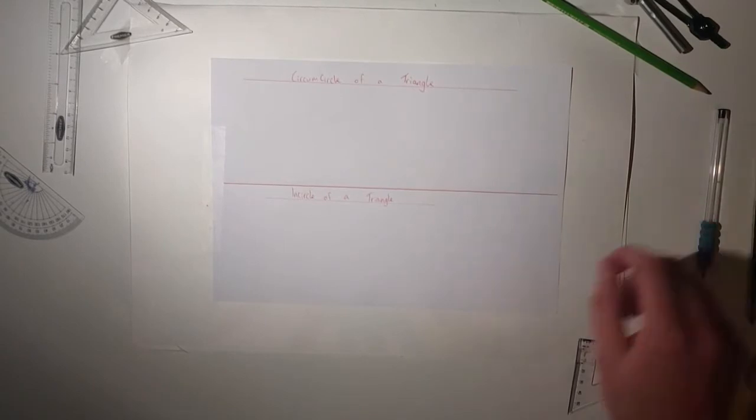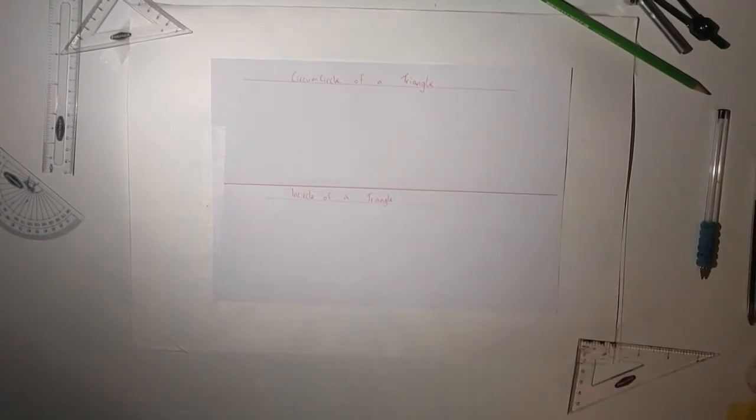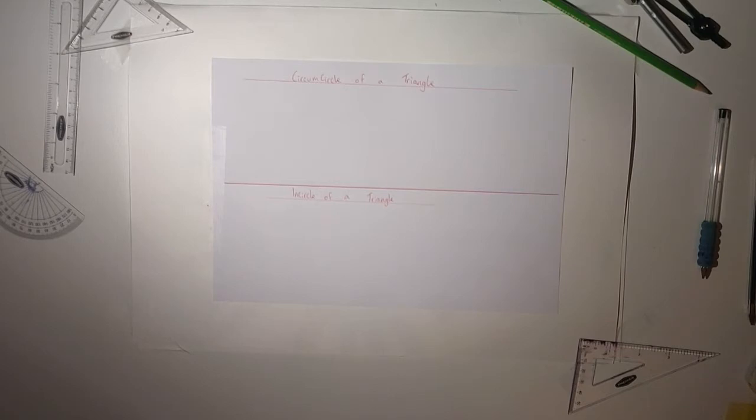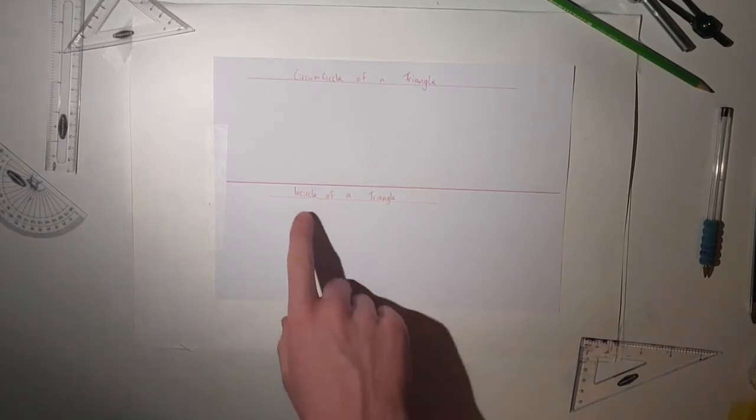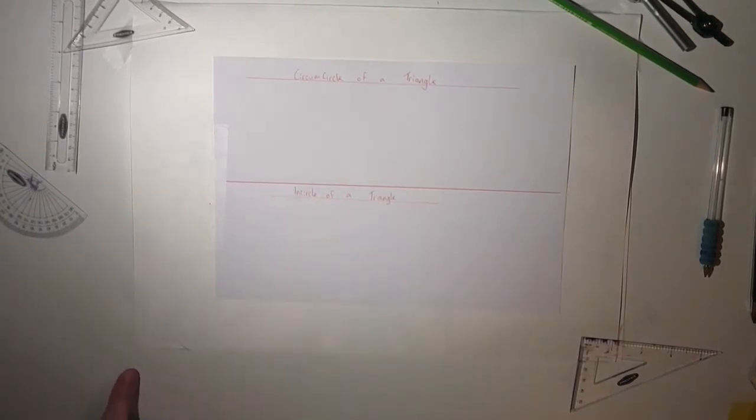Okay, so what we're going to do now is look at how to construct the circumcircle of a given triangle. So as you will see, the circumcircle of a triangle is the circle that goes through each of the tips of the triangle, or each point of the triangle, known as the vertices. And then we also have the incircle. So the incircle is the circle inside the triangle.